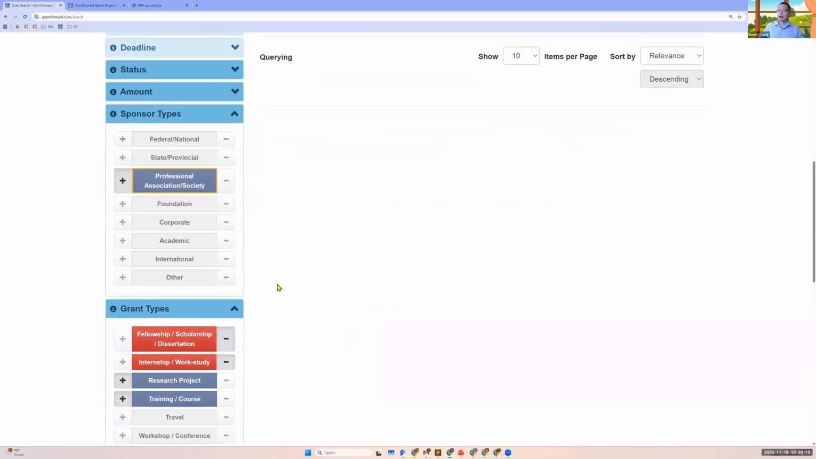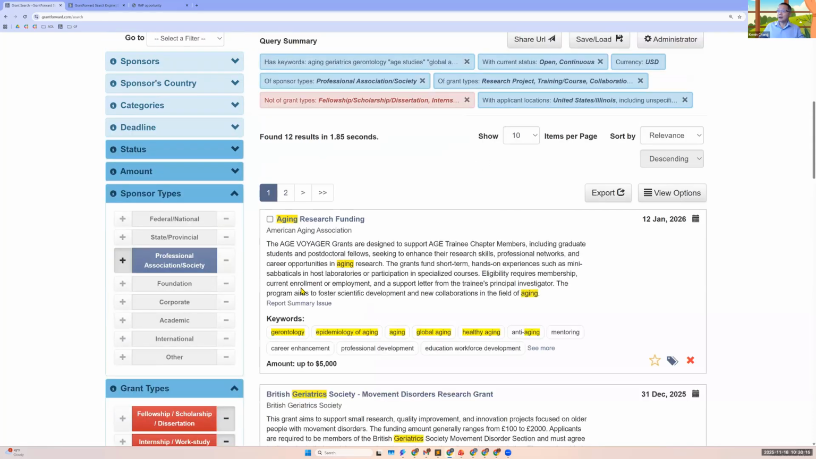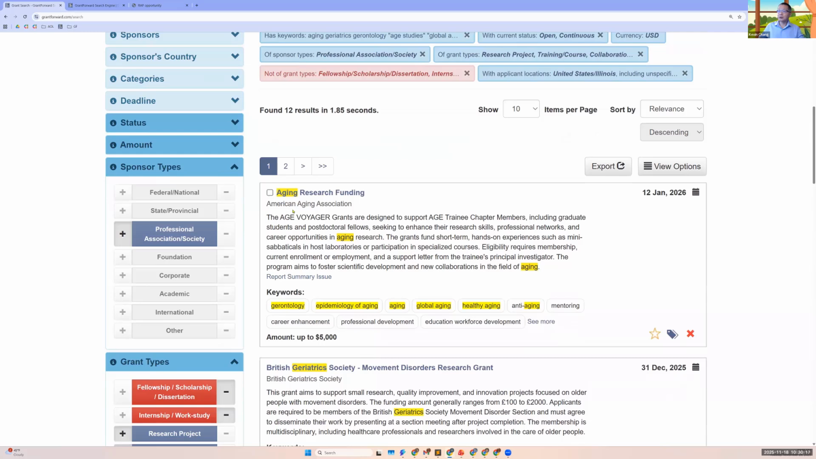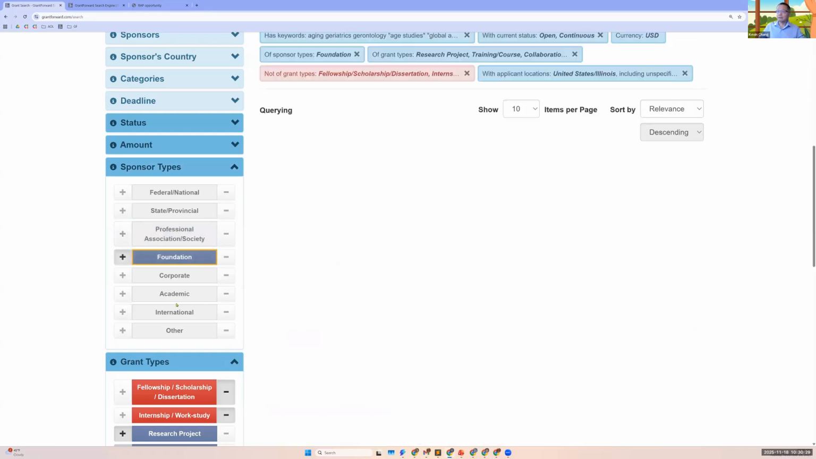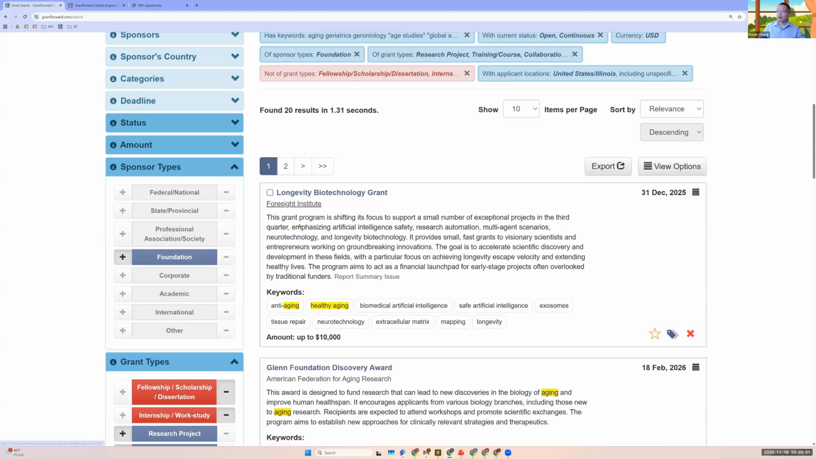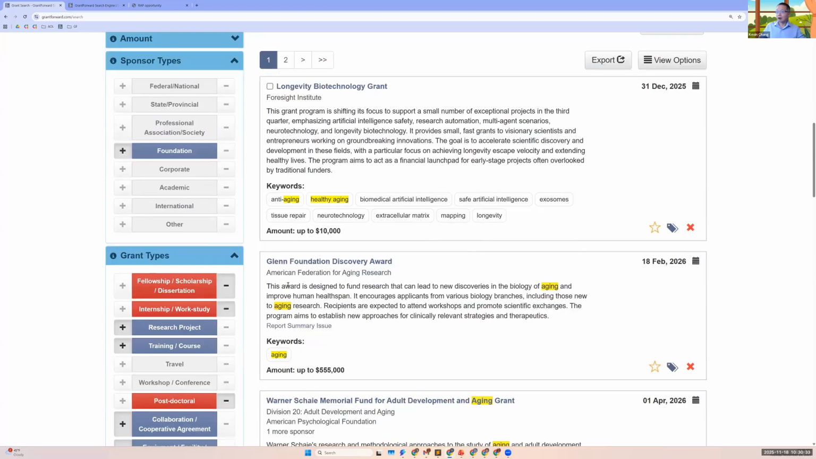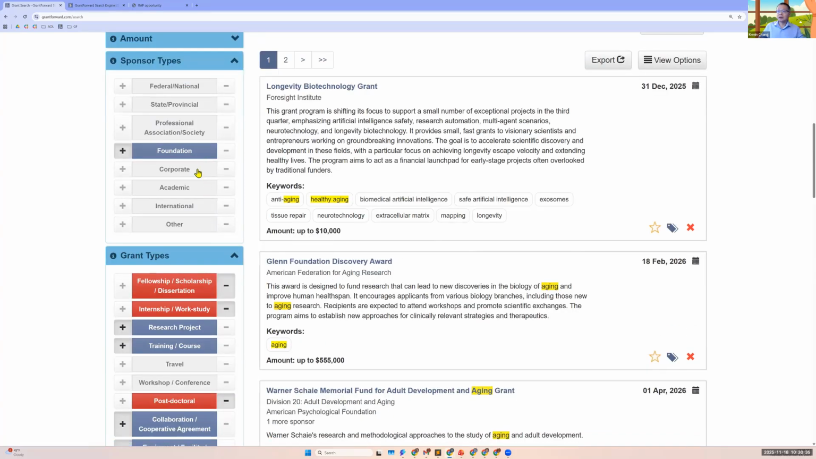I can look at the professional. These are from Professional Societies, like the American Aging Association. By looking at this, I actually learned that this American Aging Association might be an interesting sponsor. I want to monitor them later. I will show you how. I can look at the foundation: Foresight Institute, or American Federation.